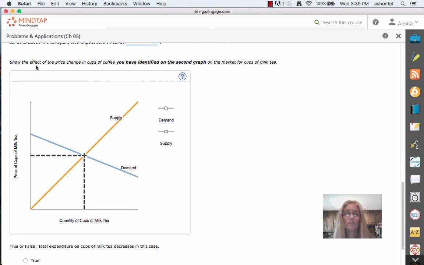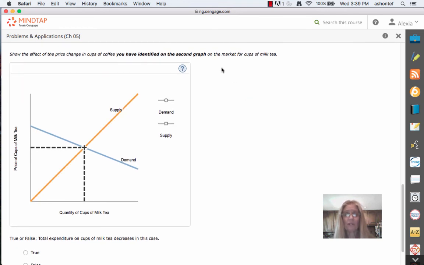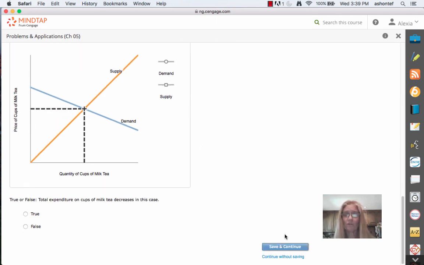Then the next part of the question says, show the effect of the price change in cups of coffee you identified on the second graph on the market for cups of milk tea. So be very careful here. This question is now asking about milk tea. You were told at the beginning of this question that coffee and milk tea were substitutes. Depending on what has happened in the coffee market, the price of coffee has definitely changed because of the shifts in that market from the above questions. That will now have an impact on the demand for milk tea. So you want to figure out: is there going to be an increase, using your mouse, or will there be a decrease in demand based on what happened previously in this market? And then you can answer this true-false question.